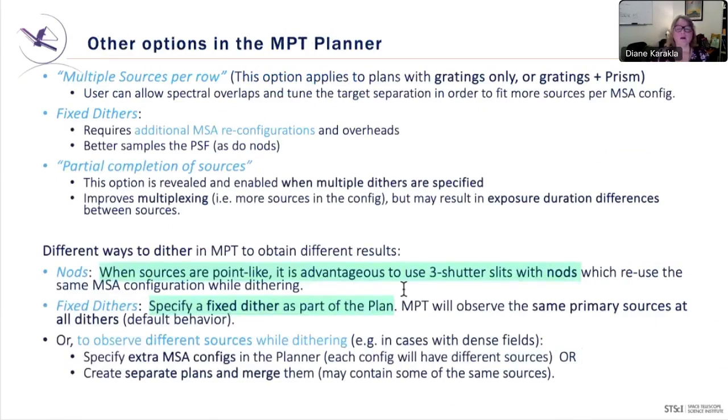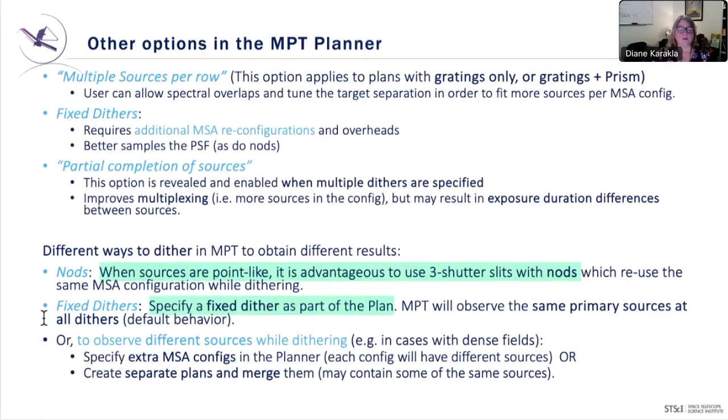Okay, so the other options I'll talk about as we do some plans. And then I wanted to say that dithering is very important. And there are different ways to do dithering in MPT. The nods basically are great to use when you have a 3-shutter slitlet, which is the standard thing to use for point sources, because you've got the target in one of the shutters and the other 2 are for measurement of the local background. So nodding within that slit is a good thing to do. You get it for free because you don't have to reconfigure the MSA.